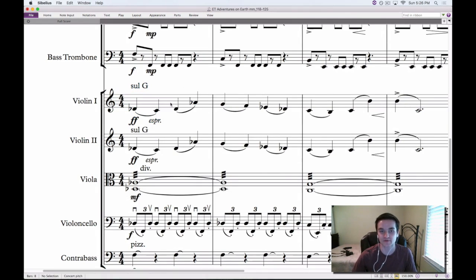So Williams compensates for that, and that's why he does very short bowing, and it only does 2 notes per bow stroke, so that they can use a lot of the bow, and you can see they use a lot of it to get that fortissimo sound.